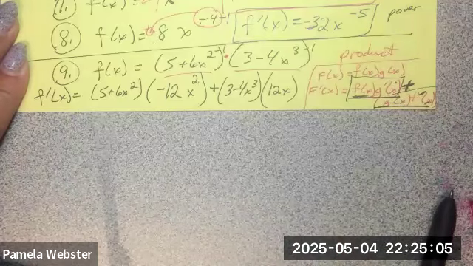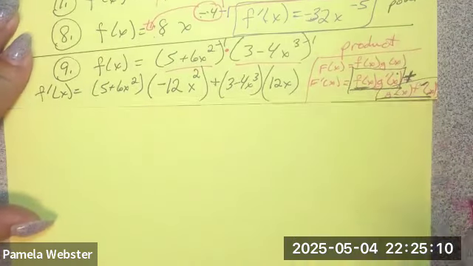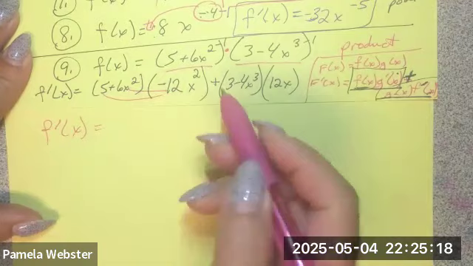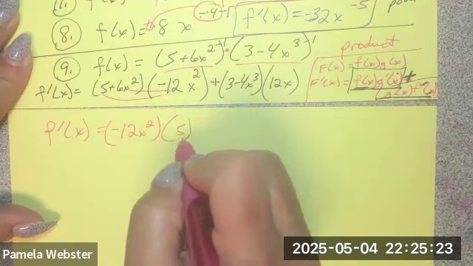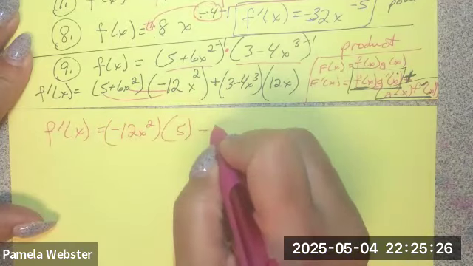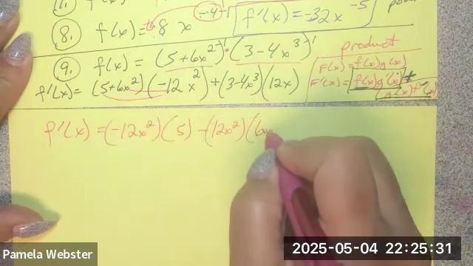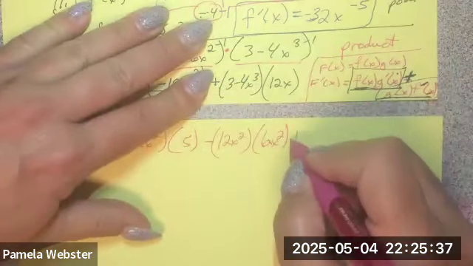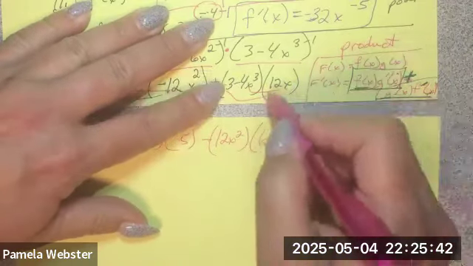We're not finished because we need to make this guy look prettier. Don't forget to clean these things up. It's been a while since we had to do cleanup work, okay? So f prime of x equals, I'm going to distribute, okay? Negative 12x squared times 5. Okay, plus a minus is negative 12x squared times 6x squared. I'm going to have to do some stuff with those exponents. Plus 12x times 3 is 36x.